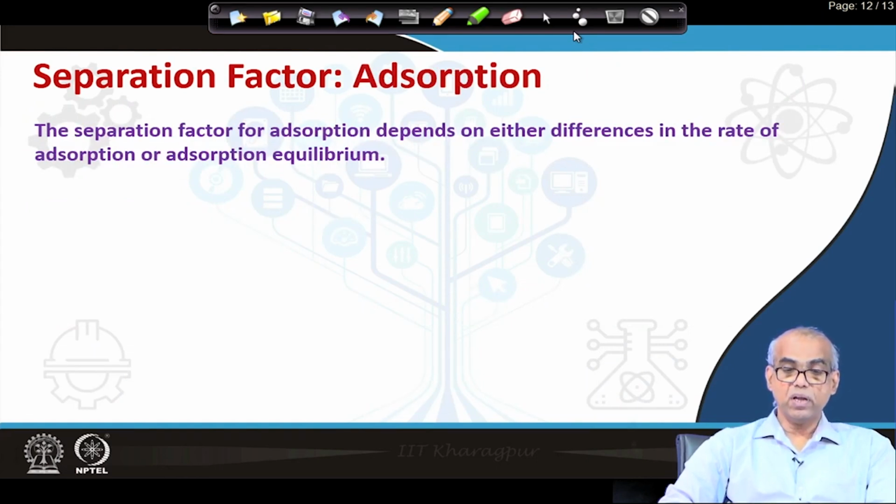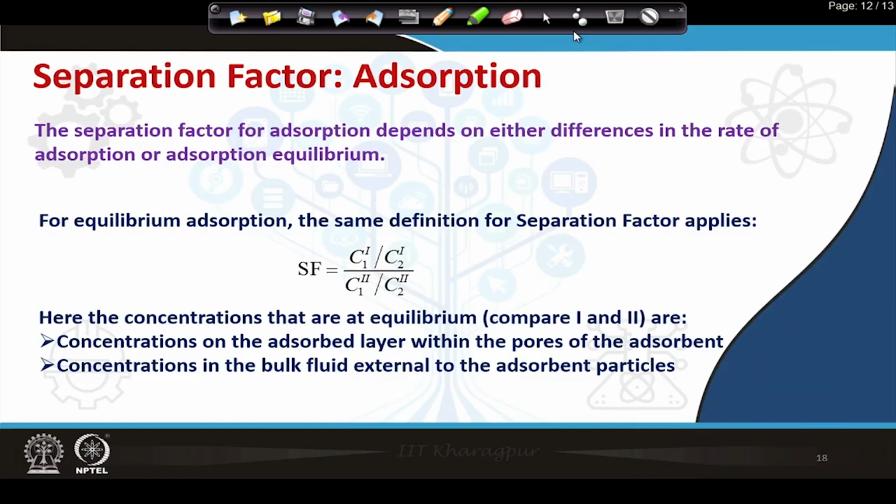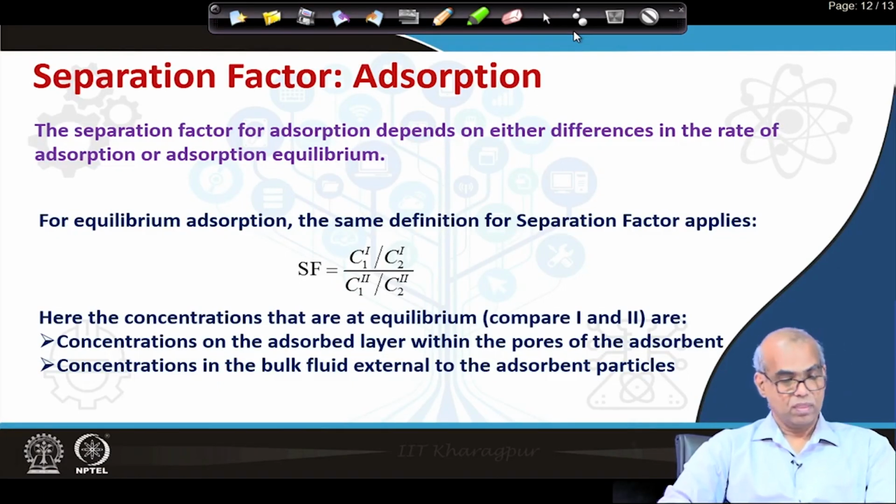The separation factor for adsorption depends on either differences in the rate of adsorption or adsorption equilibrium. For equilibrium adsorption, the same definition of separation factor applies, that is the ratio of two ratios: composition of component 1 by component 2 in phase 1, divided by composition of component 1 by component 2 in phase 2.